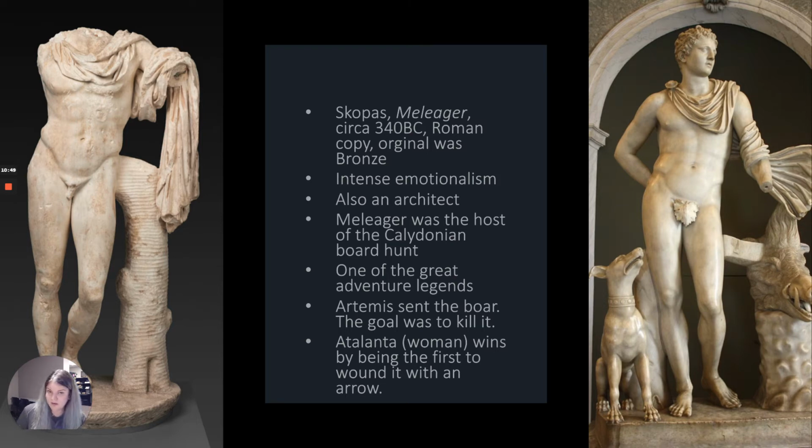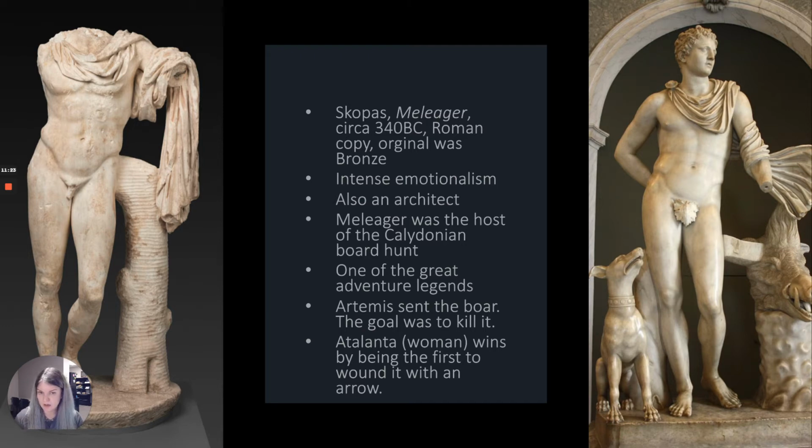Scopas was also an architect. Meleager, the subject of this, was the host of the Caledonian boar hunt, which figures into a lot of the myths, a lot of the stories of the time. It's one of the great kind of adventure legends. And so Artemis sent the boar, Artemis the goddess of the moon and the hunt, and the goal was to kill it. And the person who ends up killing it in this story that Meleager is from is Atalanta, who's a woman.